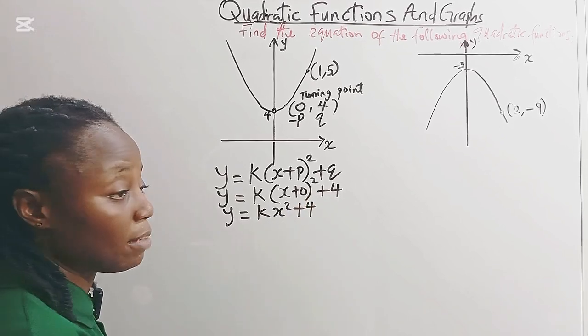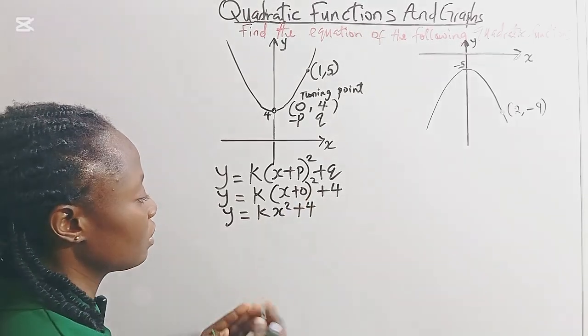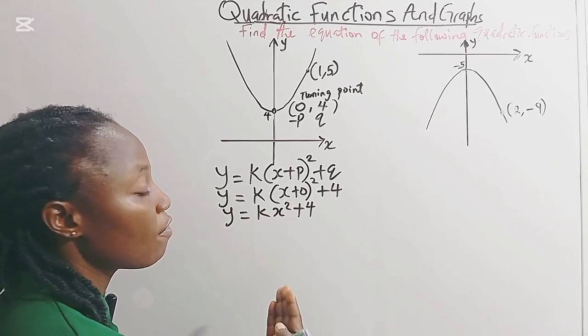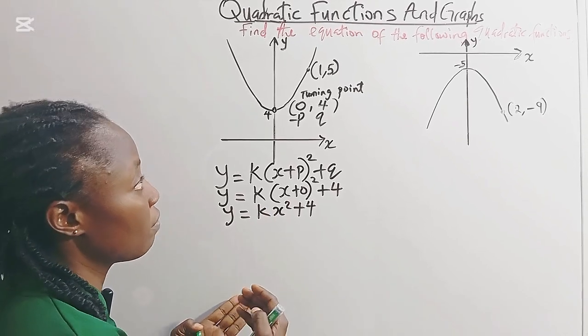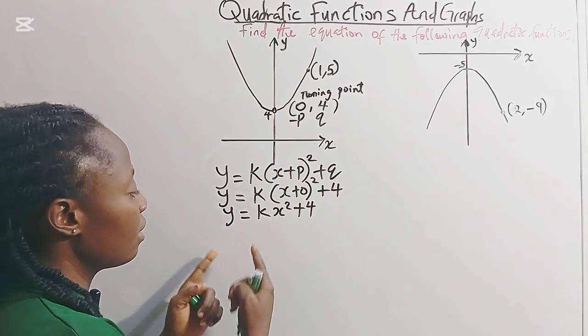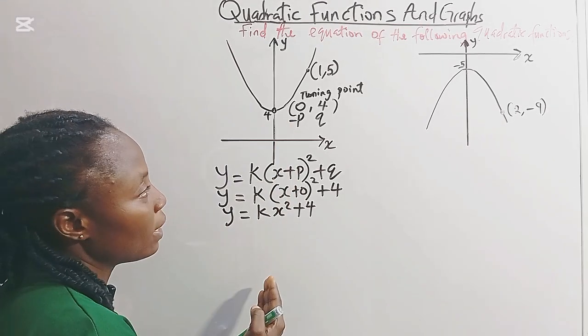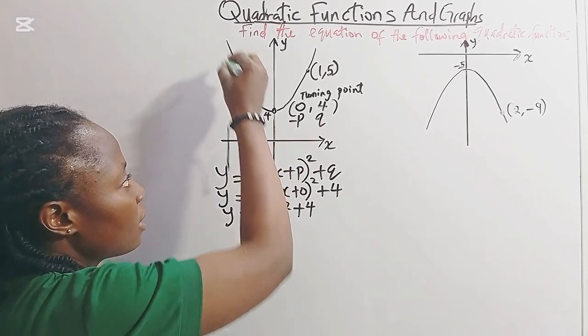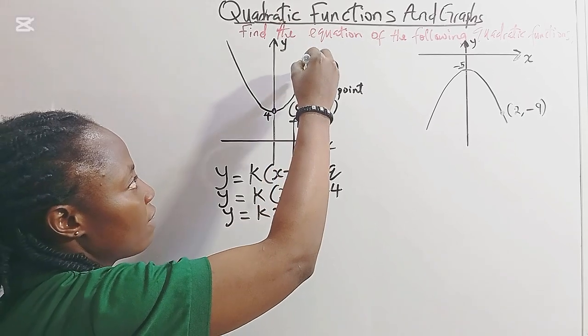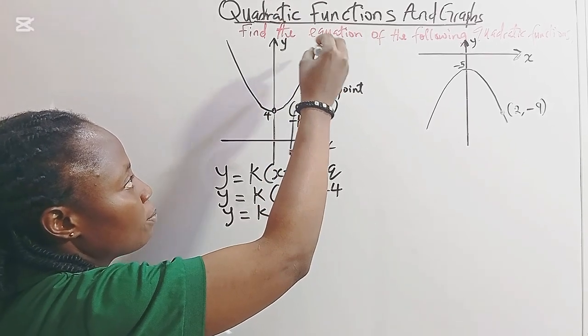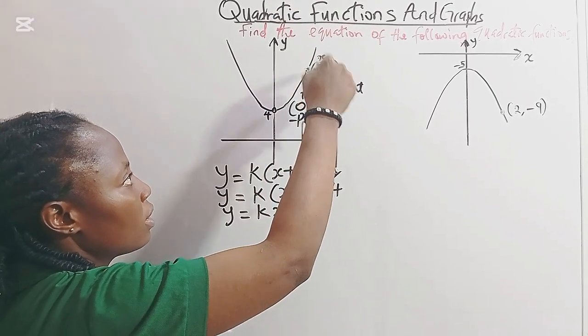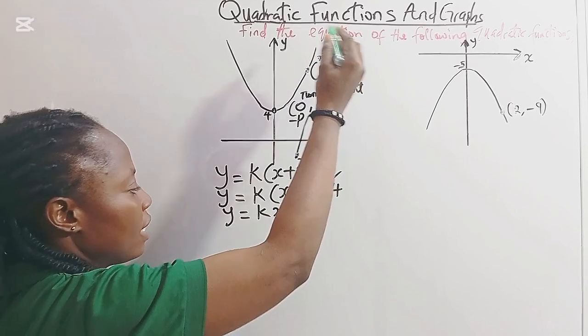What is the next step? The third step is to find the value of k. How will I find the value of k? By putting in the value of y and the value of x. So let's go back to our diagram to look for that. On this U-shaped parabola, we're given a point, and at this point, our x is 1 and our y is 5.